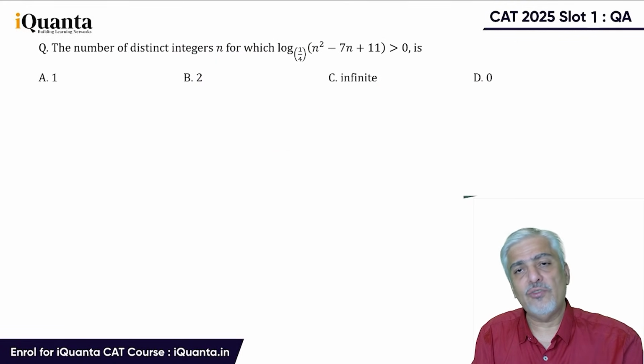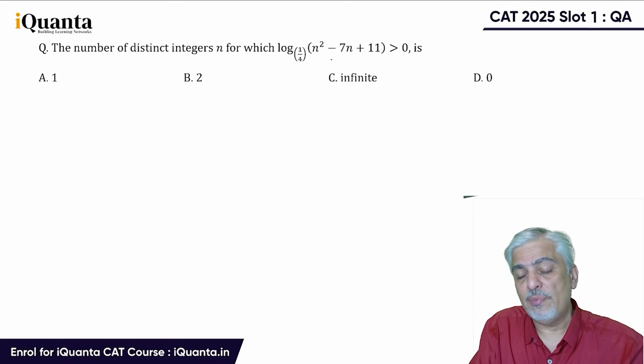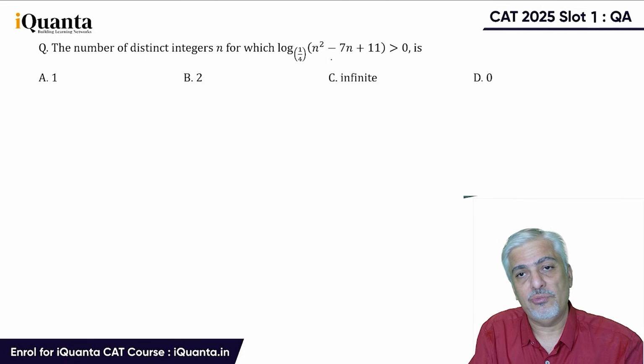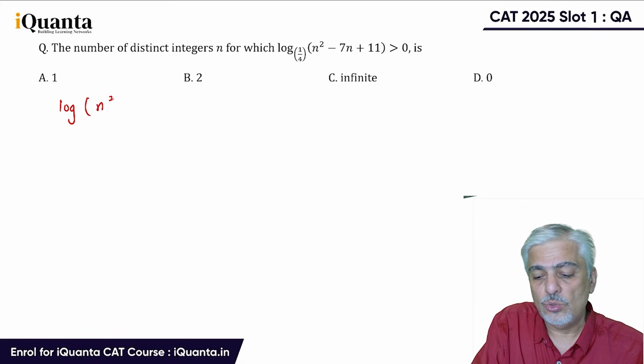Let's have a look at the question from Logarithms. Now, very interesting question. 2 traps in the question. You have to be very, very, very careful. Okay. So first of all, log of n square minus 7n plus 11 to the base 1 by 4. So instead of a whole number base, there's a 1 by 4. For people who don't understand this very carefully, I'm just doing an extra step. The ones who know it could have done it directly.